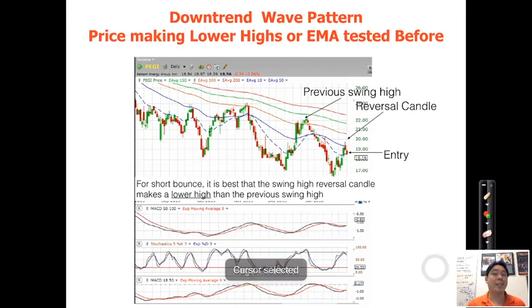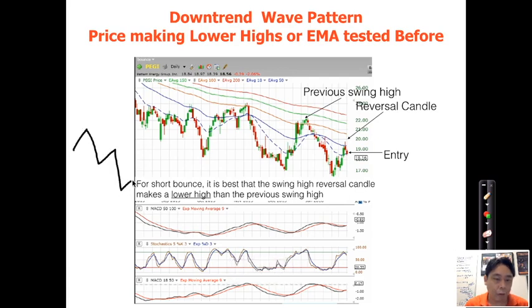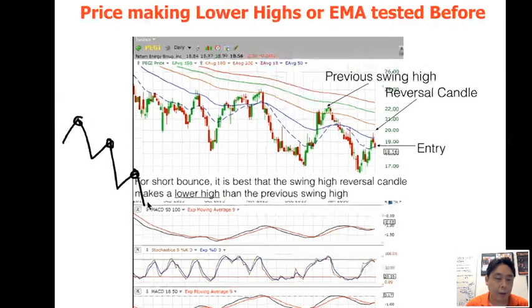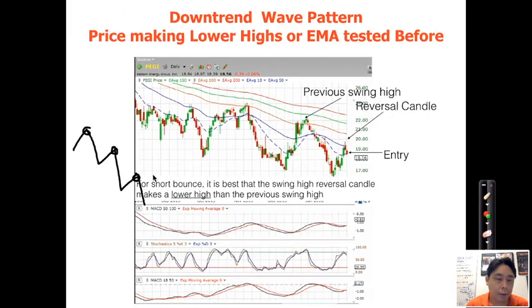Now for short trades, it is the opposite, right? So if I'm going short, I want to see a downtrend wave pattern. So recall that a downtrend wave pattern looks like that. That's a downtrend wave where it makes lower highs, lower highs, lower highs. So if I'm entering here, I want to ensure that the reversal candle is making a lower high than the previous swing high, telling me the downtrend wave pattern is intact, right?